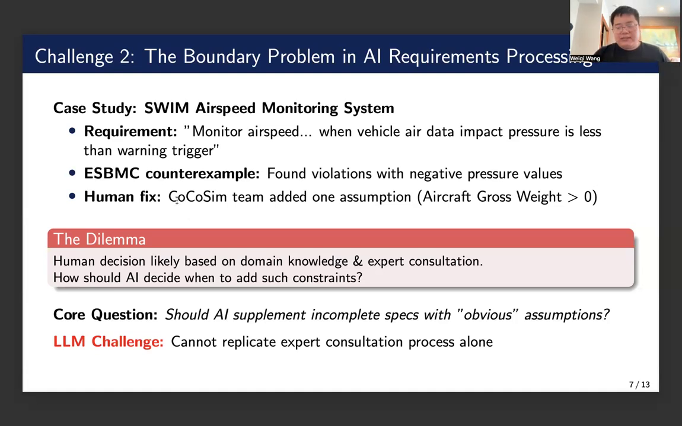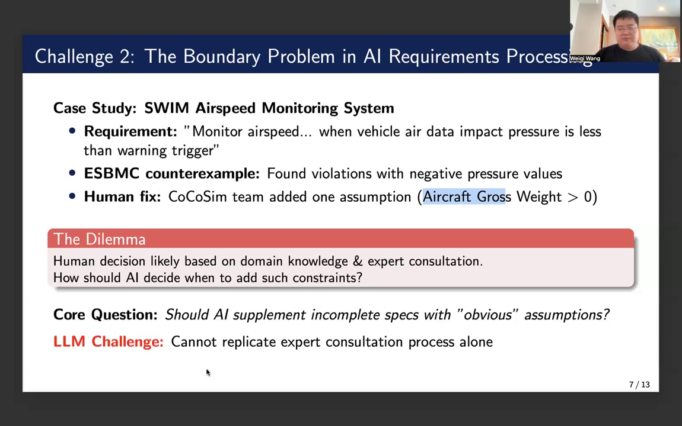However, we found CoCoSim didn't report that, so we traced back to see what happened. We found the CoCoSim group manually added an assumption: aircraft gross weight greater than 0. That makes sense and is very obvious to a human. However, we consider this the biggest dilemma for large language models, because this human decision could be based on domain knowledge or experts they have consulted with. But how could we let AI make the decision alone?